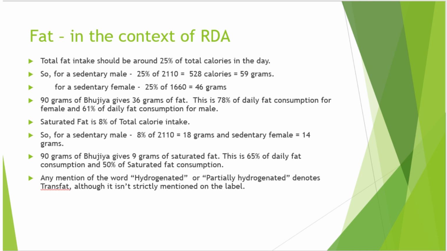Next, we come to the most important subcategory of fat, which is saturated fat. It needs to be around 8% of the total calorie intake. And this bhujia will now give a male around 50% of his daily consumption, and for a female, around 65% of the daily consumption. Add to this the oil which we use in our regular cooking, and you would have exceeded fat by a huge margin at the end of the day.